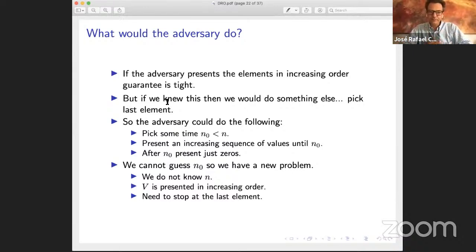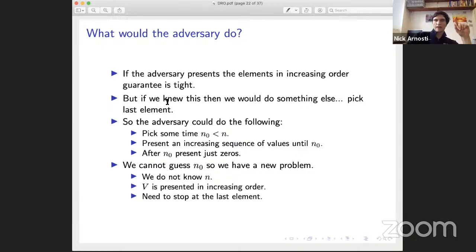So what we do is the following. The adversary could pick some n0 smaller than n and present an increasing sequence until time n0, and from there on present just zeros. If the adversary presents this increasing sequence until time n0 and then zeros, what I need to do is to guess the last element of the increasing sequence.